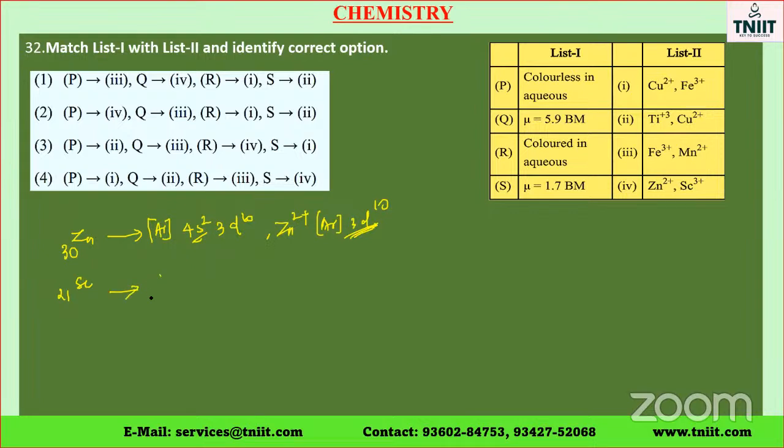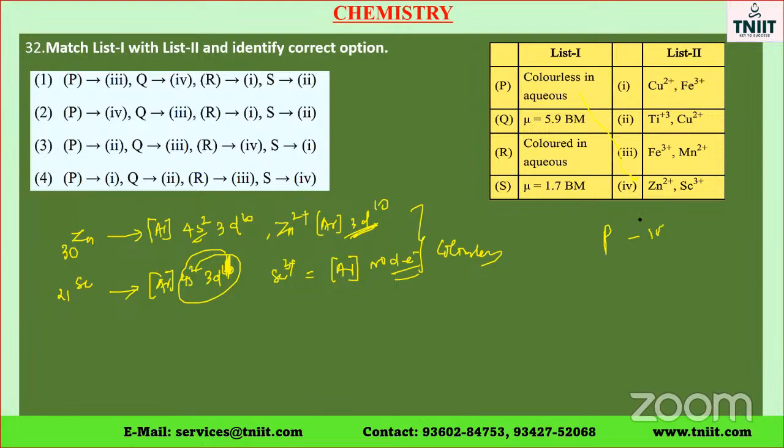Likewise, if you take scandium, atomic number is 21, argon configuration 4s2 and 3d1, sorry. So for scandium 3 plus, these three electrons are lost, so scandium 3 plus will have only argon configuration. Here, no d electrons. Therefore, no d-d transition, and this will be colorless. So that means colorless in aqueous solution. Which is colorless in aqueous solution?